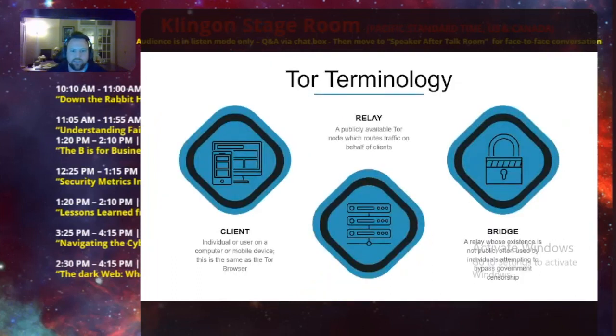So some terminology with how Tor works. There are 3 distinct pieces of Tor. The client, which is you, the user, and either the Tor browser or whatever browser you want to use to connect into a Tor relay. The Tor relay, which is a publicly available Tor node that can route traffic on behalf of all the clients. And then another thing that's out there is what's called the Tor bridge, which is still a relay, but it's a relay whose existence is not public.